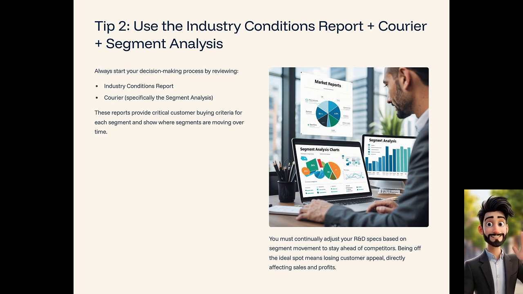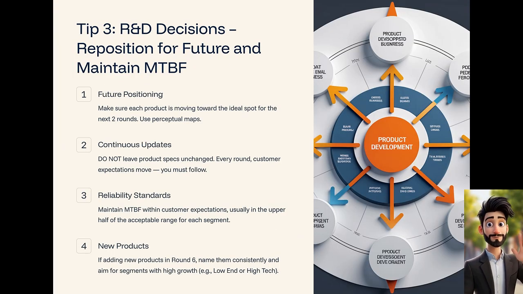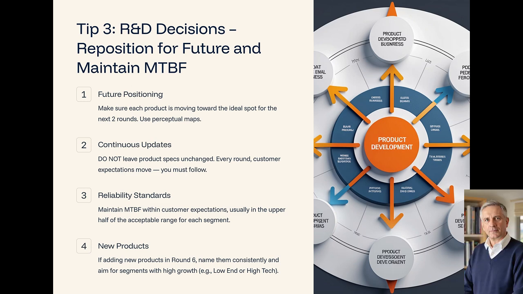Tip 3. R&D decisions. Reposition for future and maintain MTBF for R&D in Round 6. Make sure each product is moving toward the ideal spot for the next 2 rounds. Use perceptual maps. Do not leave your product specs unchanged. Every round, the customer expectation moves, you must follow. Make sure you maintain MTBF, mean time between failures, within customer expectations, usually the upper half of the acceptable range for each segment. If adding new products in Round 6, name them consistently and aim for segments with high growth, e.g., low-end or high-tech.